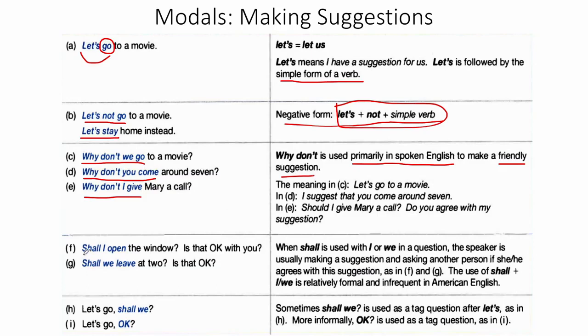Other examples of modals that we also use for making suggestions, but these ones are a little bit rarely used. So we have the modal shall I open the window? Shall we leave at 2? But here it is used in the form of a question, like why don't we go to a movie? This is an interrogative form. The same thing for shall I, it's an interrogative form. But this one is relatively formal and very infrequent in everyday life communication.